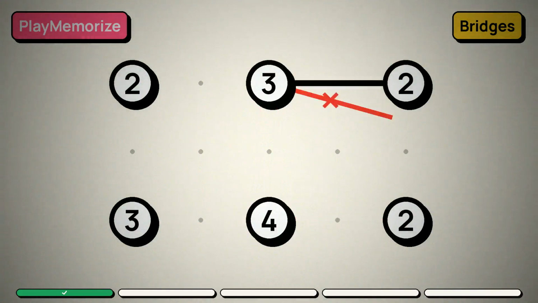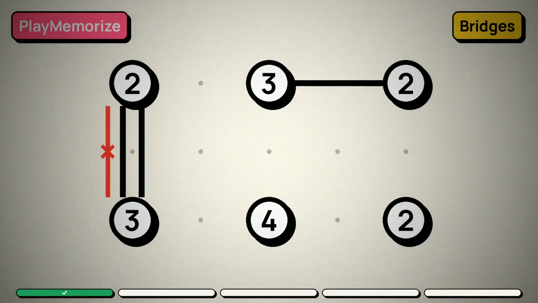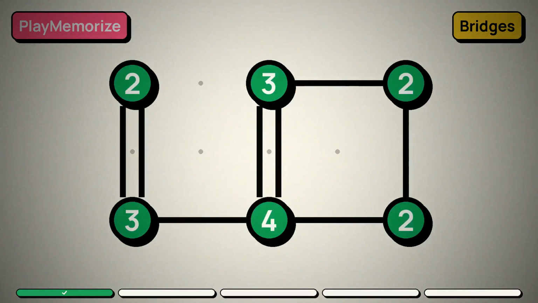Bridges only run straight along rows or columns, never on a diagonal. Between any 2 islands, you can build at most 2 bridges, side by side. Bridges can never cross each other, and every island has to end up in one connected group.